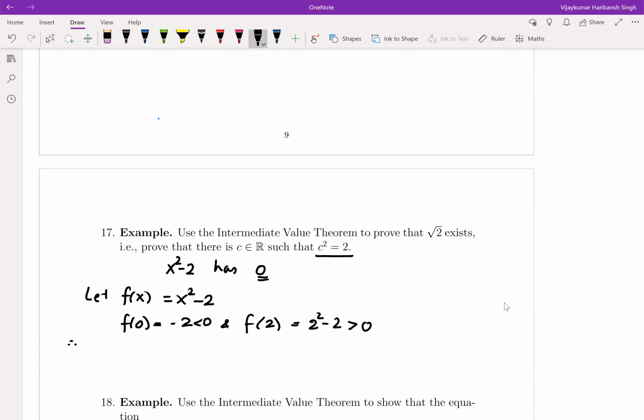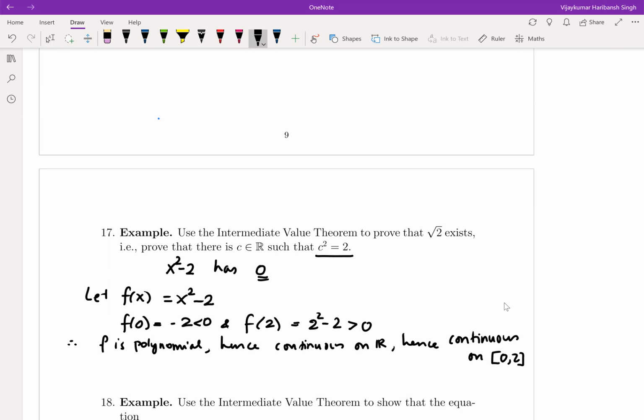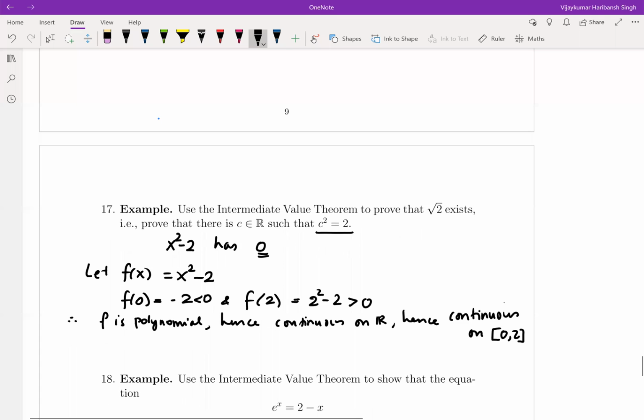You can see that f is a polynomial function, hence continuous on R, and hence continuous on any subset of R, hence continuous on 0, 2. Because continuous on R means it's continuous at every point of the real numbers, and from there you can conclude that it's continuous on the interval 0, 2 as well.